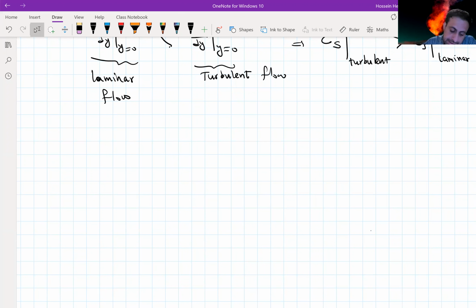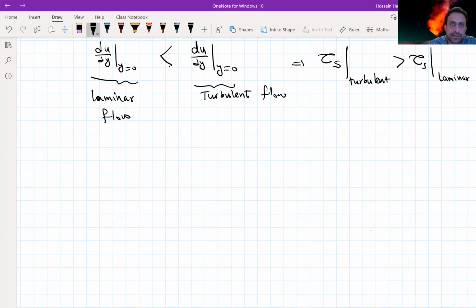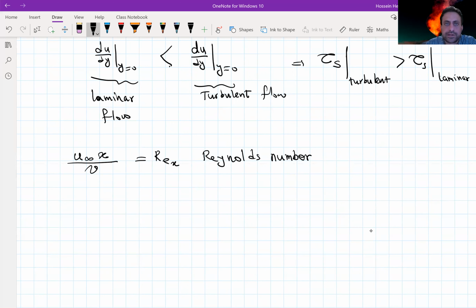Now, the transition from the laminar to the transition and then to the turbulent flow, we can characterize by the Reynolds number. Let's say this is xc, where we see the transition happening, and we define that by U infinity x divided by nu. We call this one Re_x, or Reynolds number, and nu is the kinematic viscosity, which is the ratio of dynamic viscosity divided by fluid density.